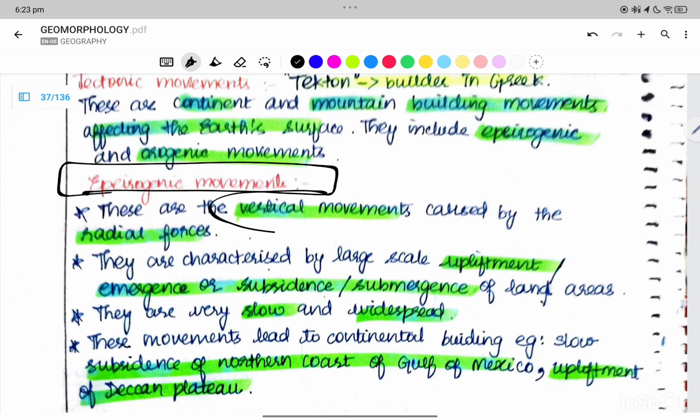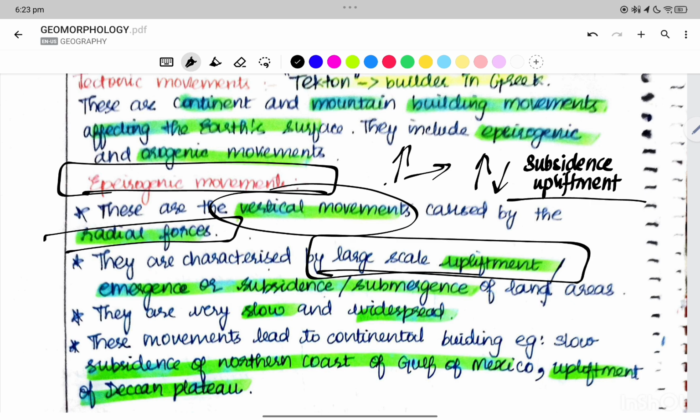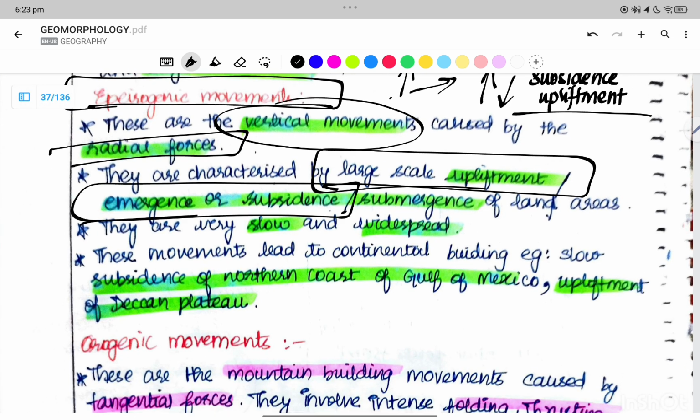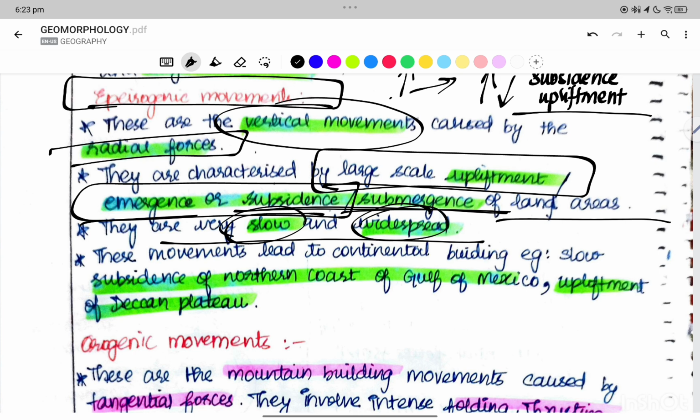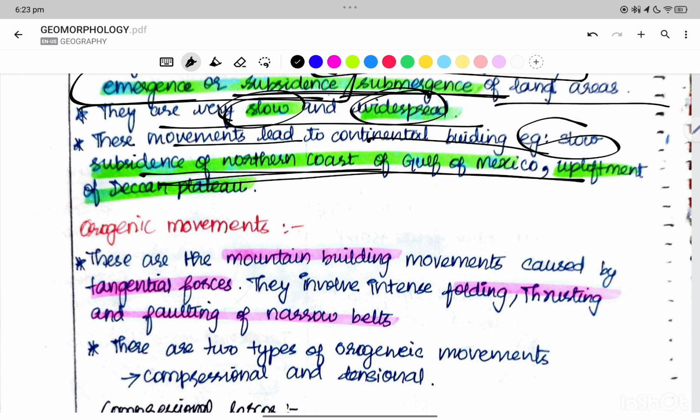Epirogenic movements. These are vertical movements caused by the radial forces. Epirogenic is vertical upliftment of the land or subsidence of the land. They are characterized by large-scale upliftment, emergence, or submergence of land areas. They are very slow and widespread. These movements lead to continental building. Example, slow subsidence of the northern coast of the Gulf of Mexico and upliftment of the Deccan Plateau.